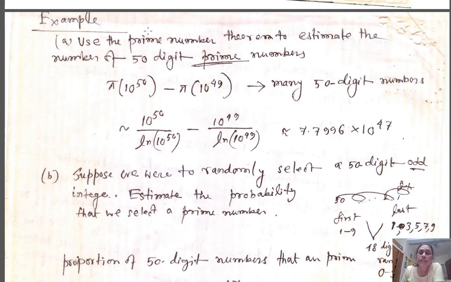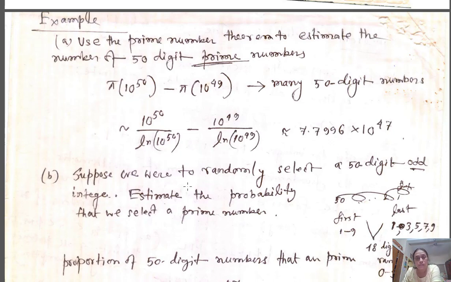So how many 50-digit prime numbers are there? Up to 10^50, how many primes? π(10^50). And up to 10^49, how many primes? π(10^49). So the number of primes which are 50-digit numbers is π(10^50) minus π(10^49), and you can approximate it as 10^50 by ln 10^50 minus 10^49 by ln 10^49. So approximately this value.